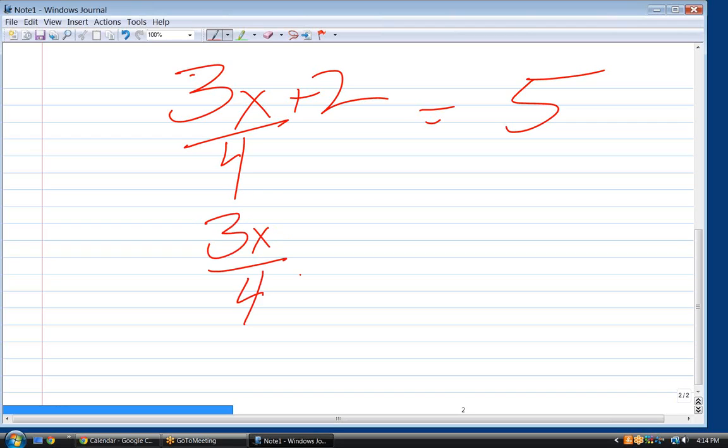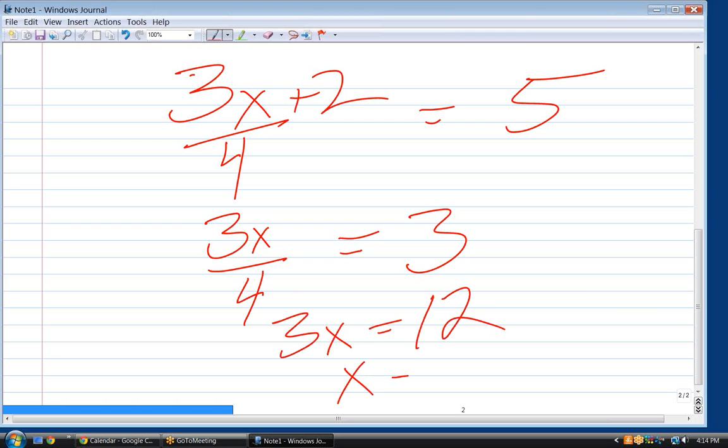Notice now we still have our small numbers. Now what? Now we gotta times it by 4. So now we got 3x equals 12. Divide by 3, x equals 4.